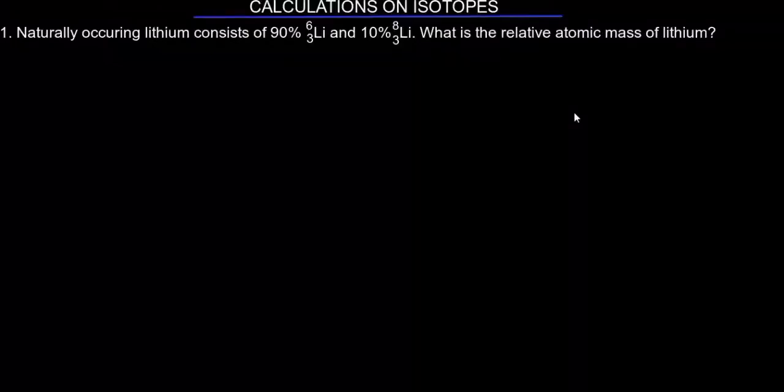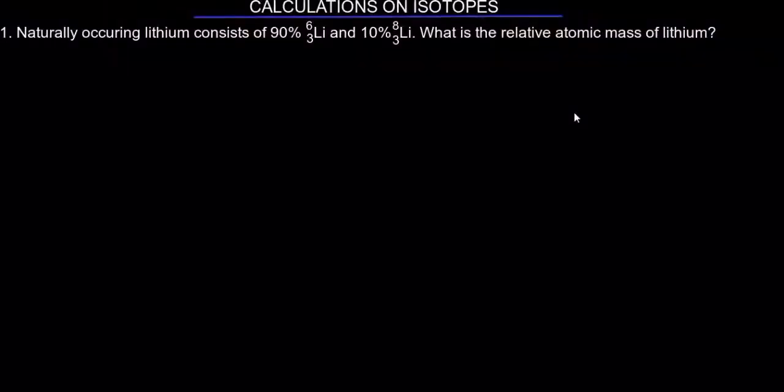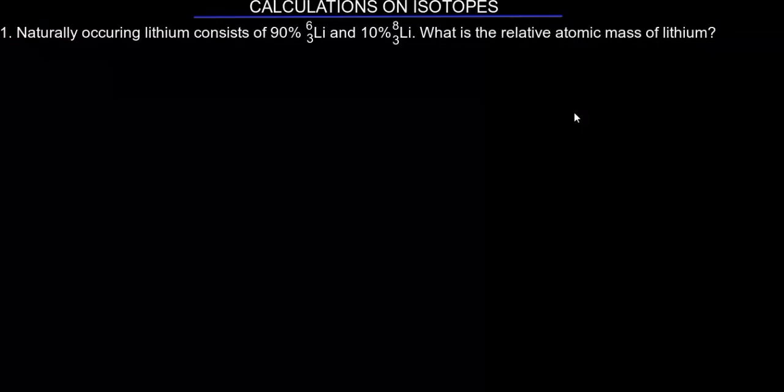Let's solve the following problem on isotopes. The first question is this. Naturally occurring lithium consists of 90% of lithium-6 and 10% of lithium-8. What is the relative atomic mass of lithium?